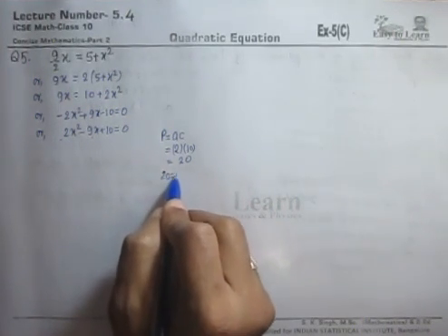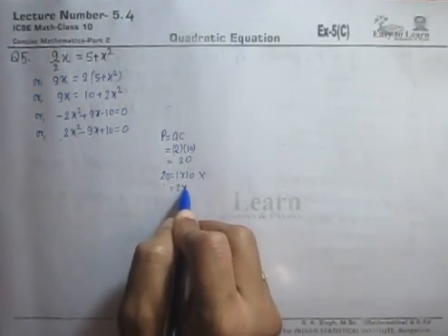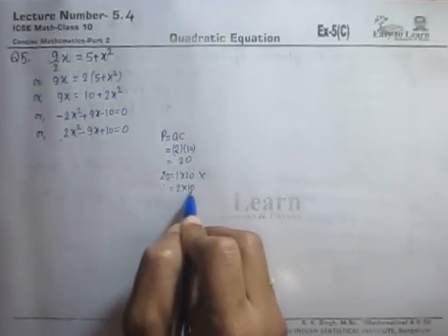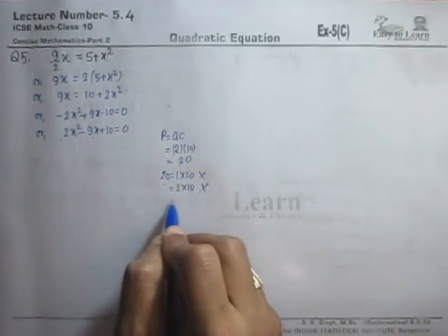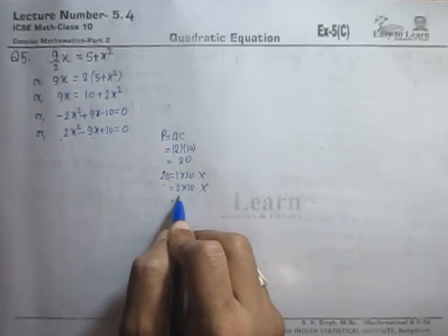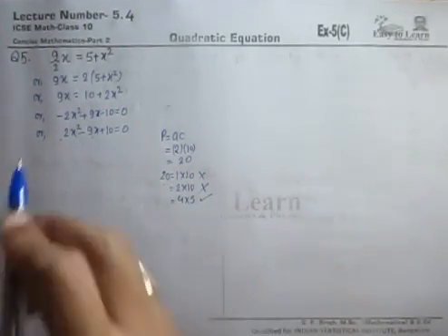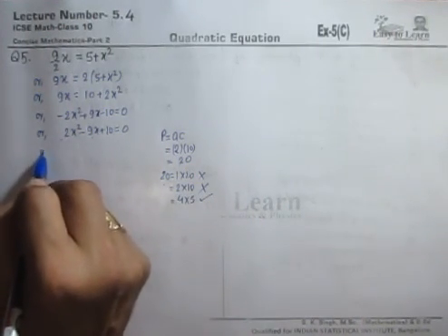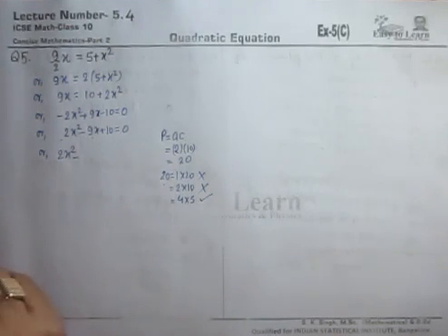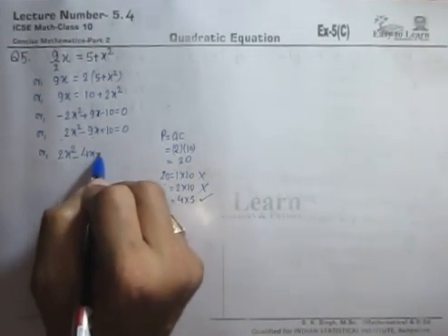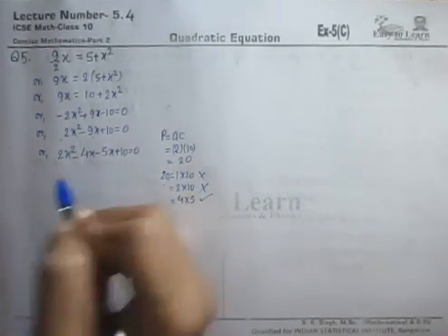So 20 can be written as 1 into 20. Here the sum is not 9. It can be written as 2 into 10. Here also the sum is 12, that is not equal to 9. So this is not acceptable. Now it can be written as 4 into 5. Here the sum is what? 9. So it is acceptable. So we can write 2x square minus 4x minus 5x plus 10 equal to 0.